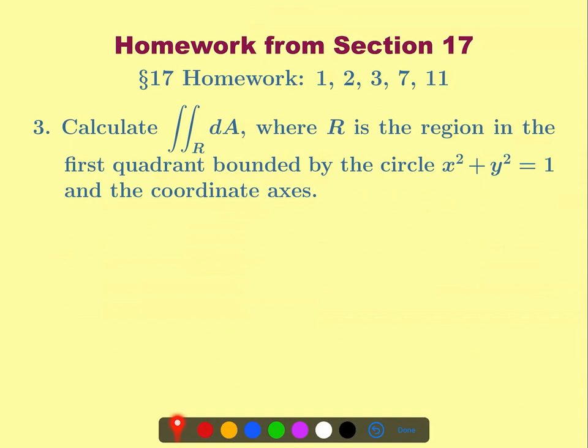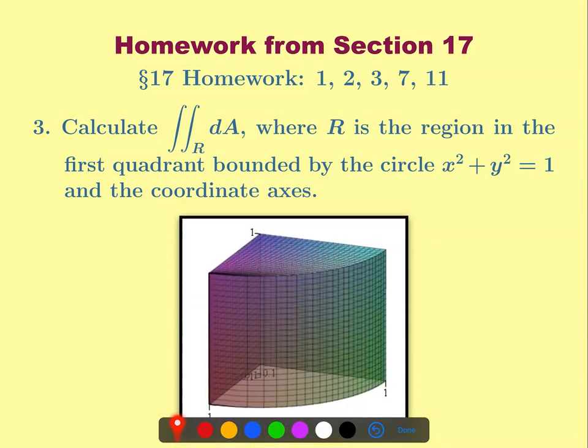Let's look at this double integral for number 3. What does it tell us? R is the region in the first quadrant bounded by the circle x squared plus y squared equals 1 and the coordinate axes, but that's part of the first quadrant here. So we have the base as this quarter of a circle in the xy plane, the circle x squared plus y squared equals 1, in the first quadrant of the xy plane.